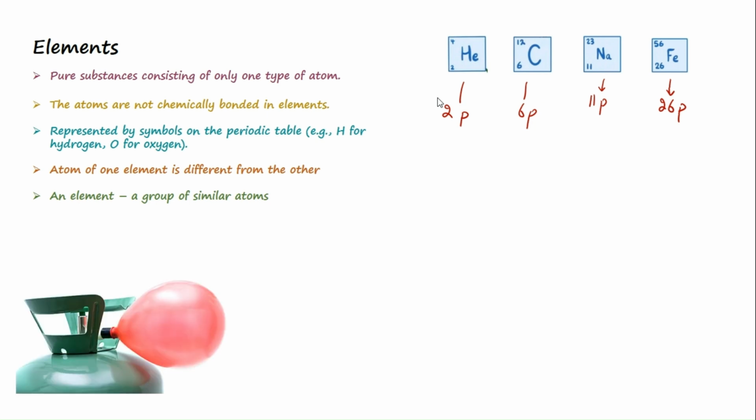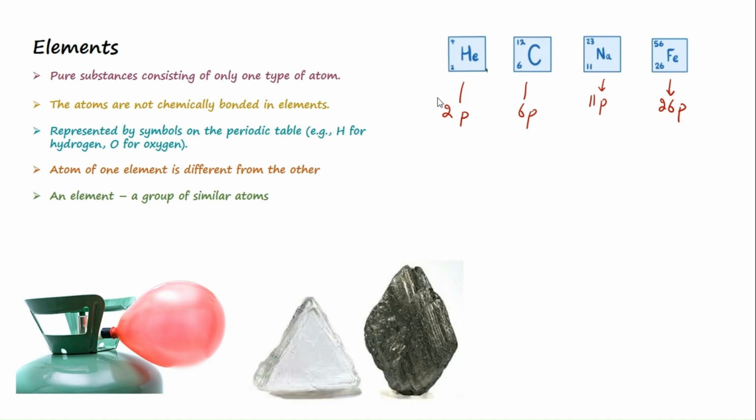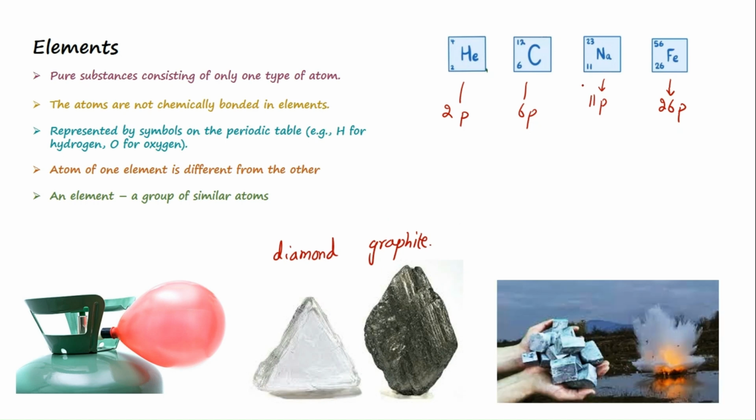You know the gas that we blow into balloons and then they rise up in the air? That is helium gas. On the other hand, carbon is a solid. It is present either in the form of diamond or graphite. You know, the material that is present in our pencils, that is graphite. And if we talk about sodium, sodium is a very reactive metal. It is very soft and it can cause explosions if it comes into contact with water.